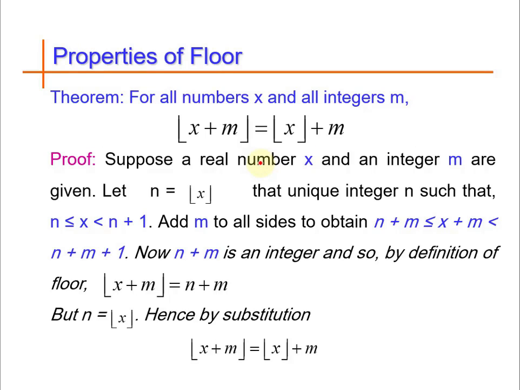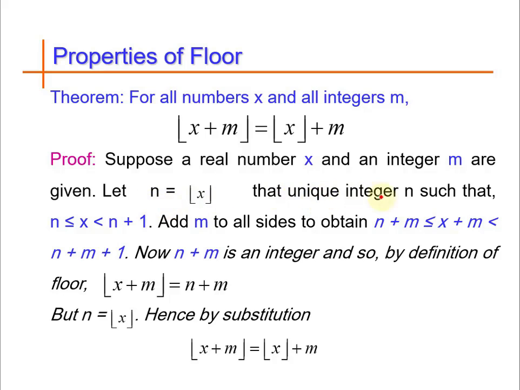Just like that, we have some properties of the floor function. For this we see a theorem. For all real numbers x and all integers m, the floor of x plus m is equal to the floor of x plus m. Suppose a real number x and an integer m. Let n be equal to the floor of x. So there must be some integer n which is the floor value of that real number x, and we have chosen that number to be n.